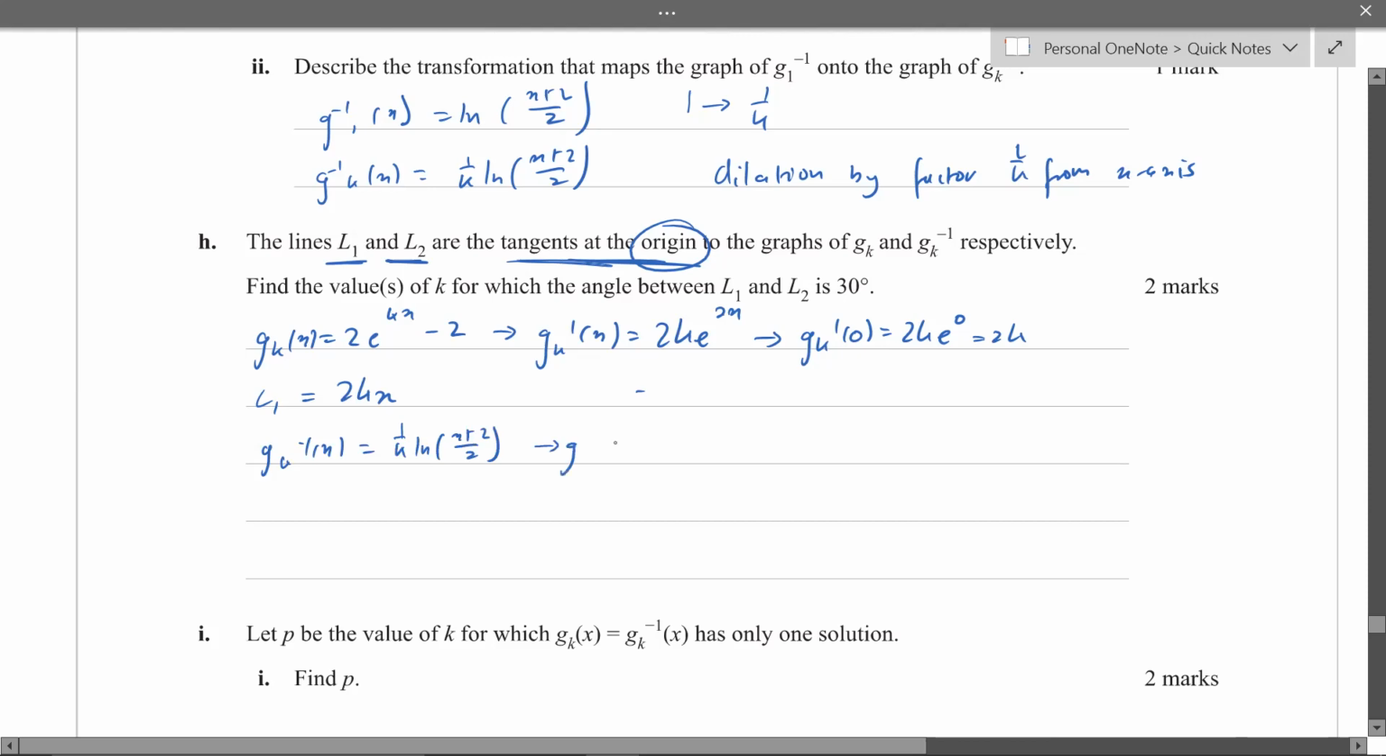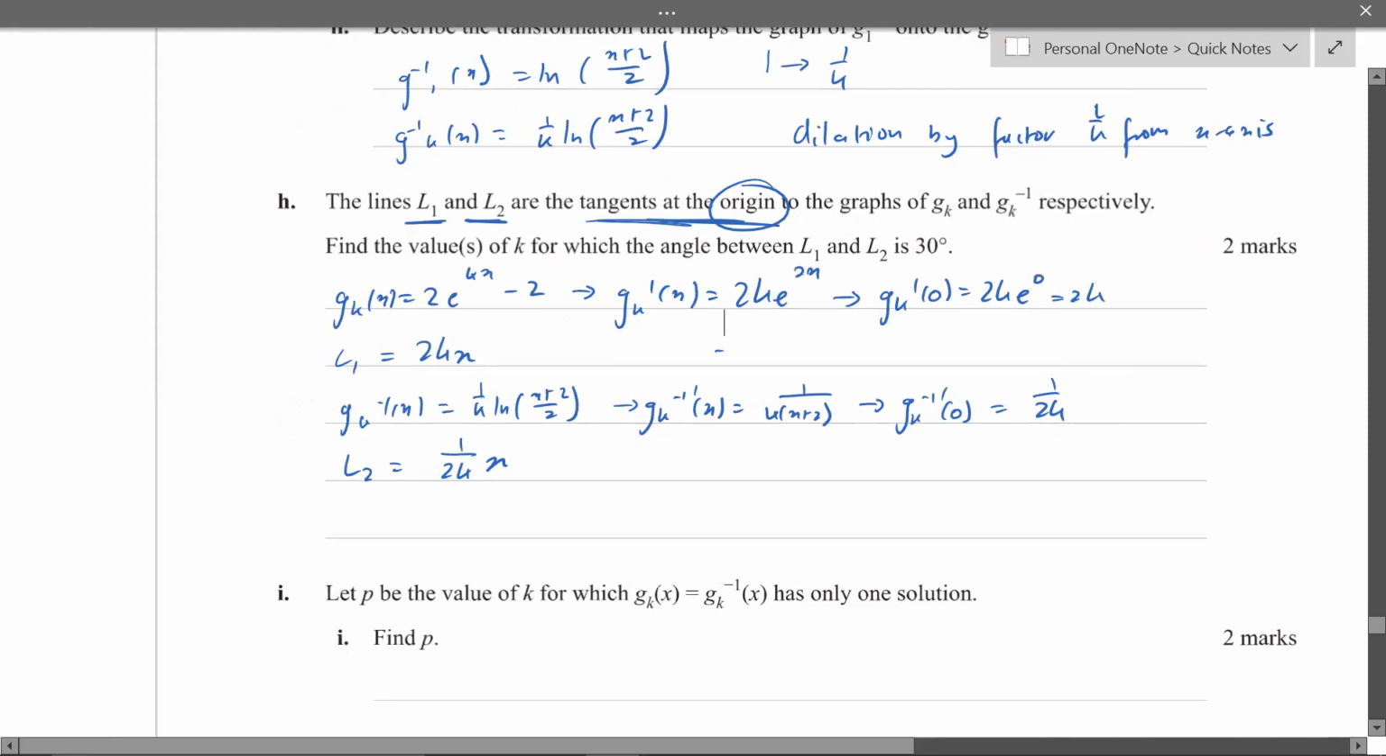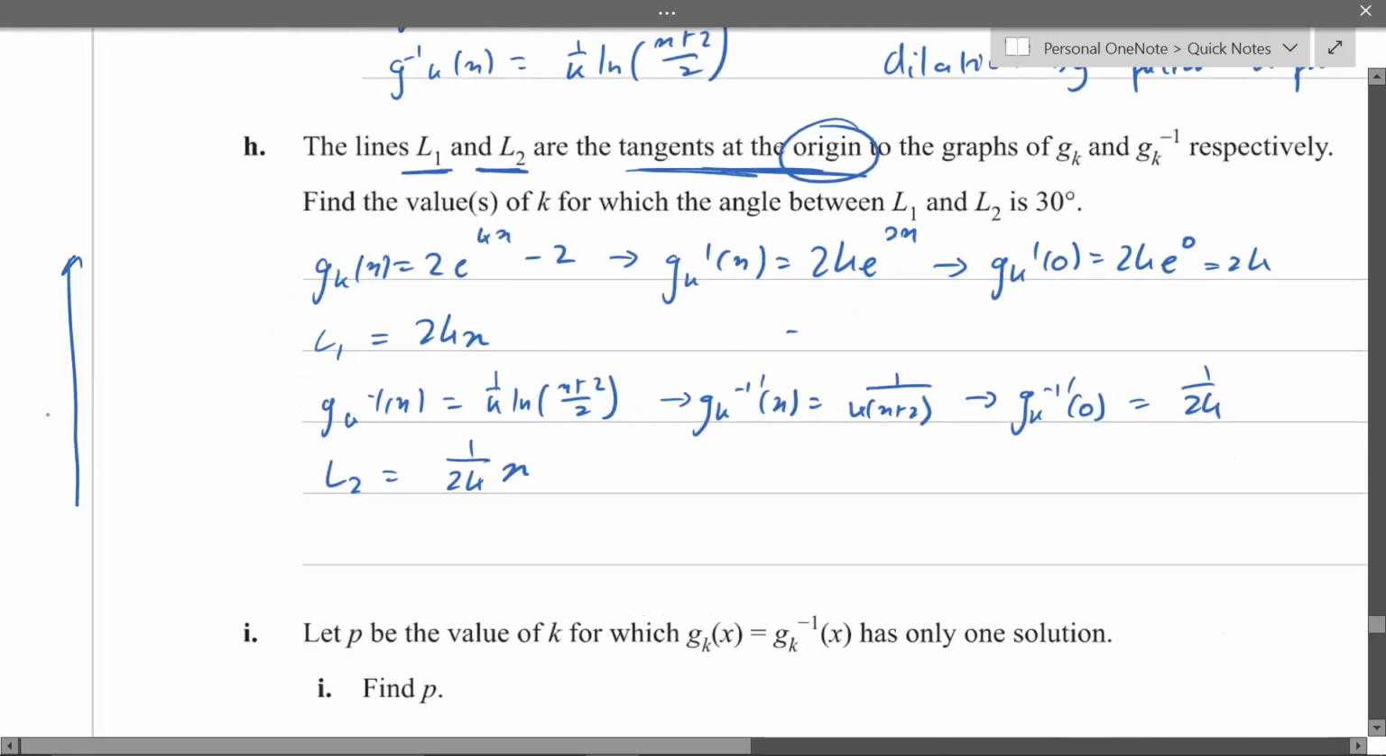So to find L2, gk inverse x is 1 on k ln x plus 2 on 2. So gk inverse dash x is 1 on k(x plus 2). So gk inverse dash 0, the gradient at 0, is 1 on 2k. So L2 is just 1 on 2k x. So I think that would be one mark for this question, and you've already done quite a lot of things.